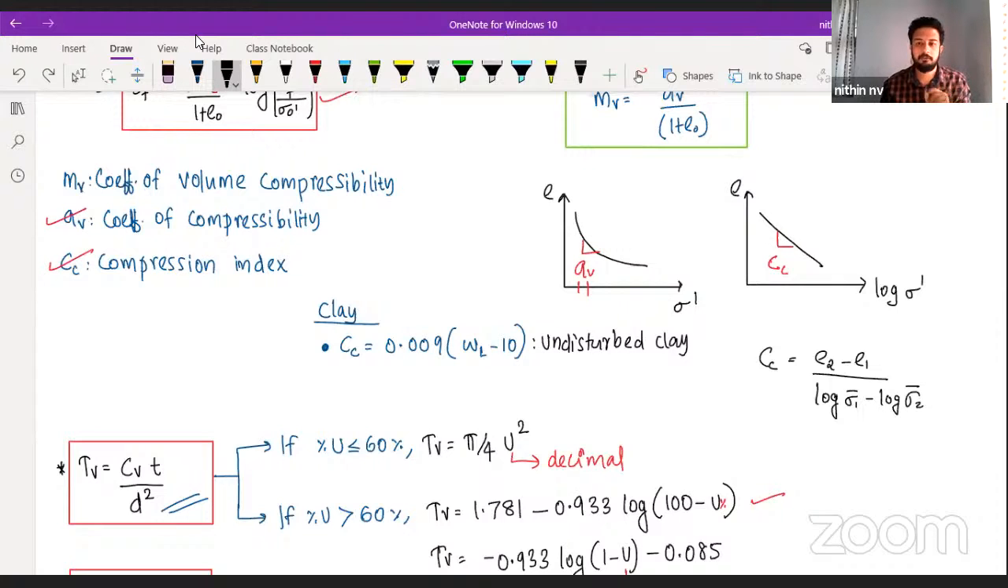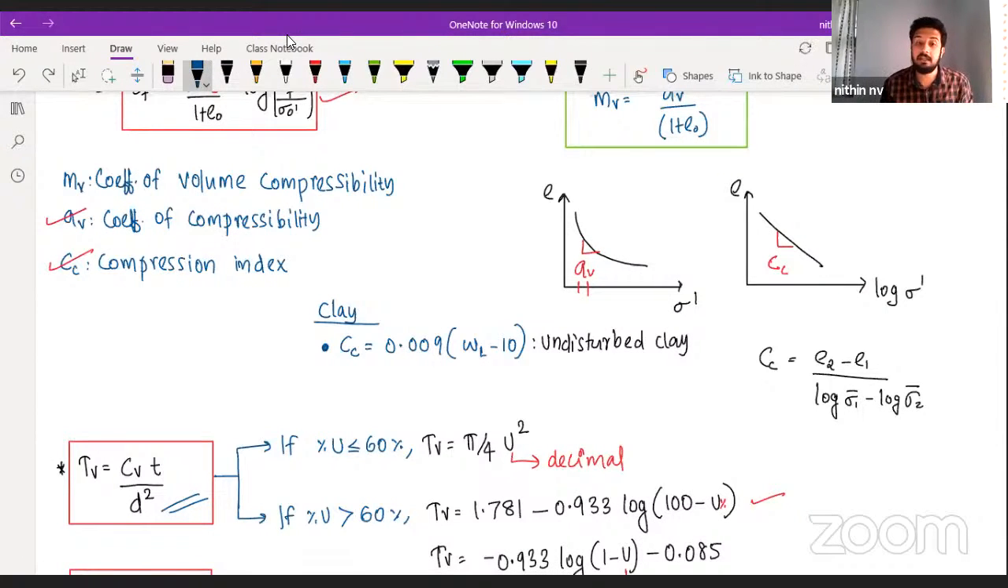Here in the first graph, the denominator does not have log. It will be simply (e1 minus e2) by (sigma 2 minus sigma 1), the slope, nothing but the coefficient of compressibility. We don't require it, I'm simply telling. Whereas in CC, in the denominator, log also will come. So this is for undisturbed clay.